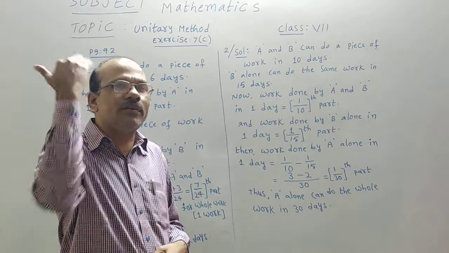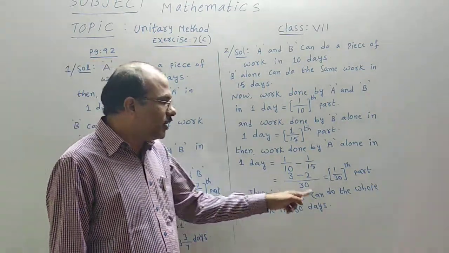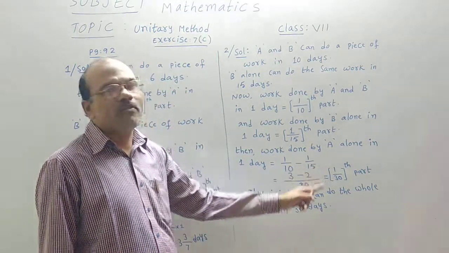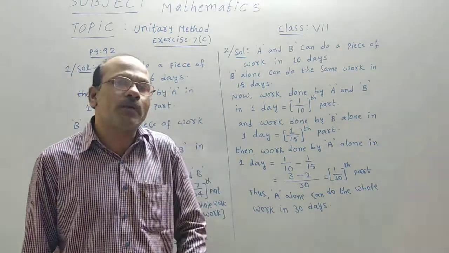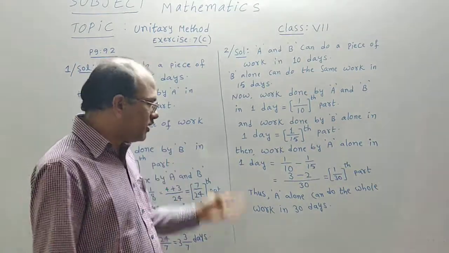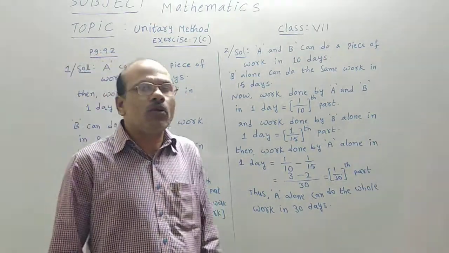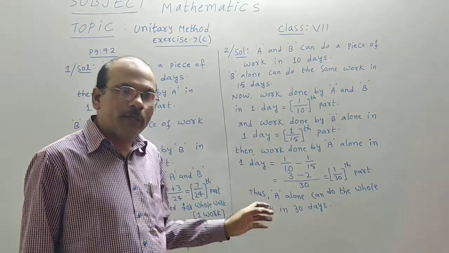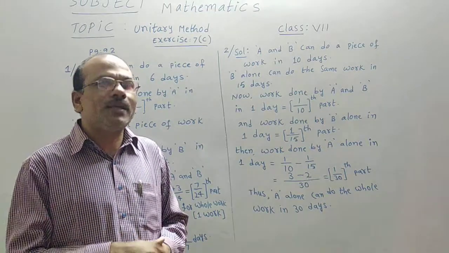1 work means the whole work. Thus the person A alone can do the whole work in 30 days. Because 1 day is 1 by 30th part, in 30 days it is 30 by 30th part. If you cancel, as I said, you will get 1. That is only the whole work. That only they asked us to find. If we appoint only the person A alone to do the same piece of work, the person A alone can finish the whole work in 30 days of time.